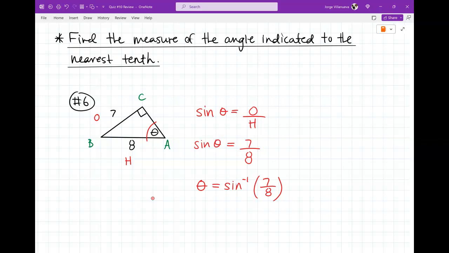I don't know that off the top of my head. It's 61.04. So theta is 61.04 degrees. If I want it to the nearest tenth, the 4 does not round the 0 up, so that's 61 degrees. So there's my answer.